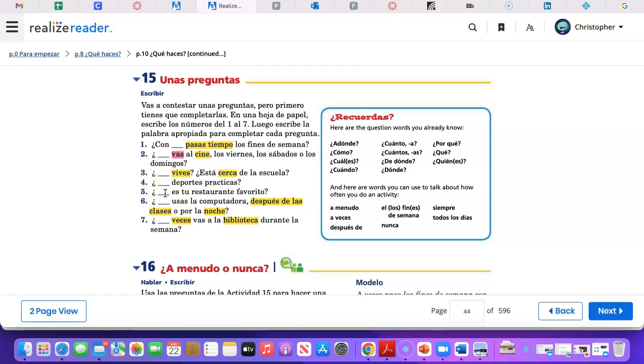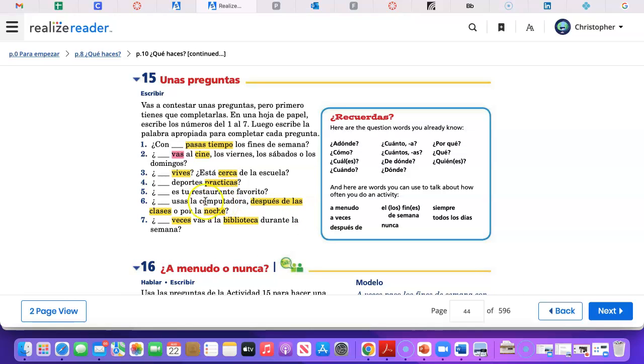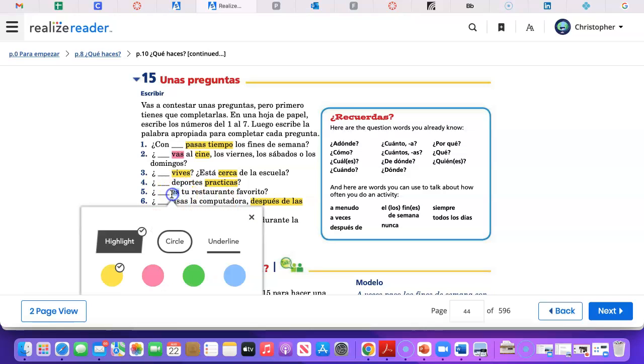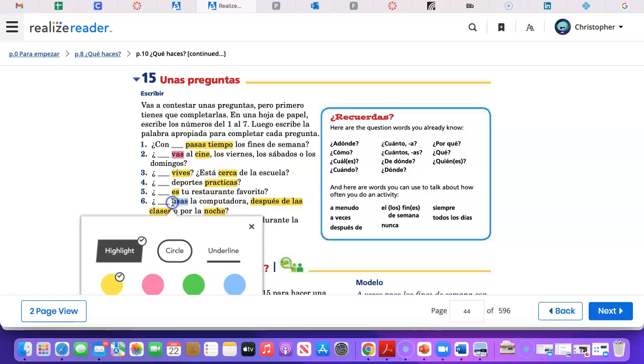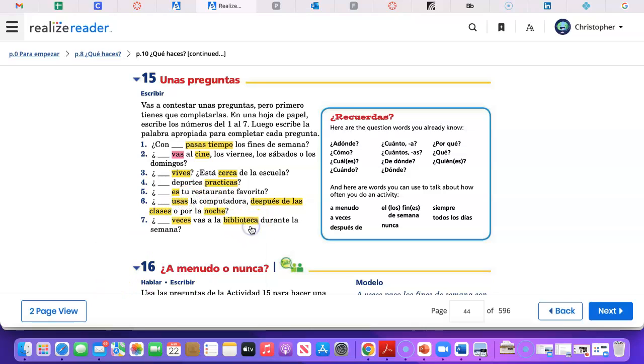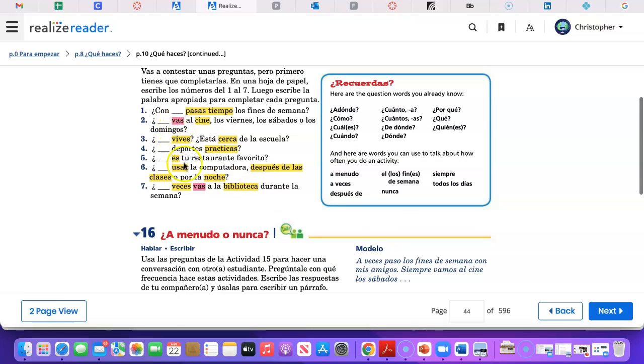And this requires you to utilize the verb that's highlighted there. Let's see, practicas for number 4. Es for number 5. Usas for number 6. And vas for number 7. I've highlighted the verb ir in pink because it is an irregular verb.